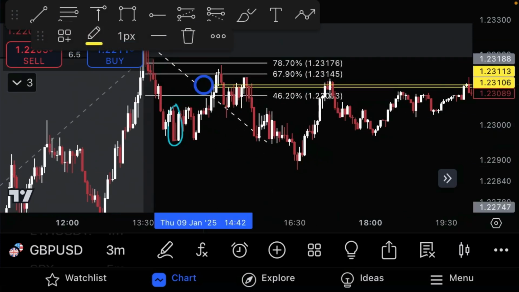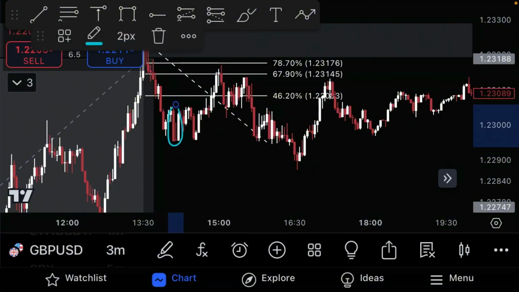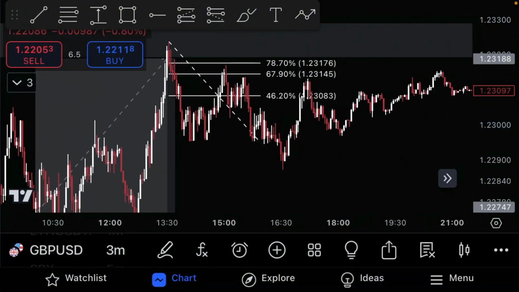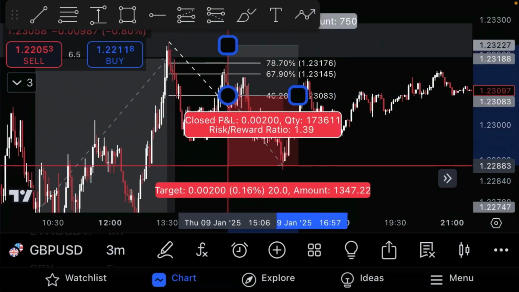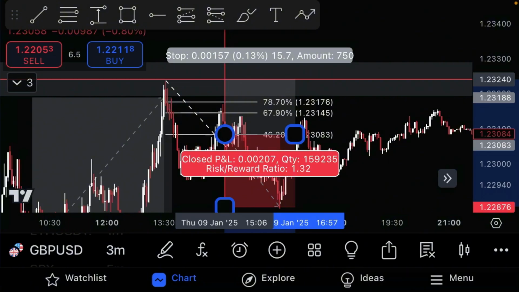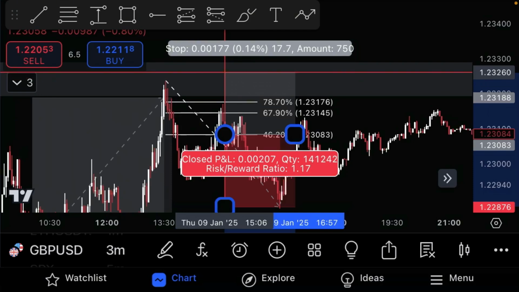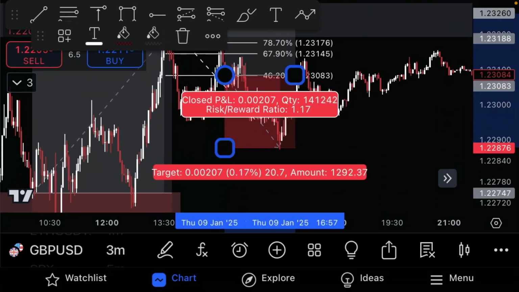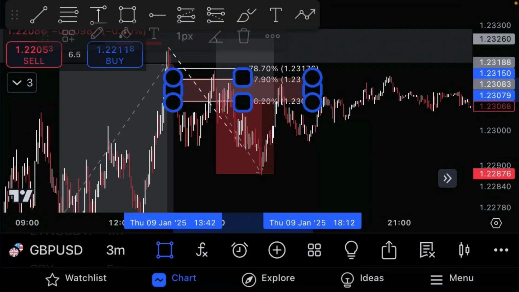Have it this way, and remember, we buy at our 46.20. Okay, now we can place our sell here, pretty much nice, and we could spread 2 pips away. 15.7, we could have 17.7. So let's say 17.7. 1-to-1 ratio, and voila, we have it here.